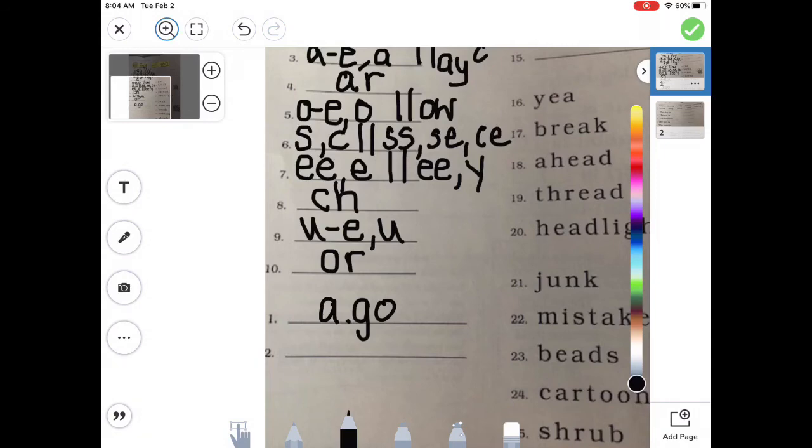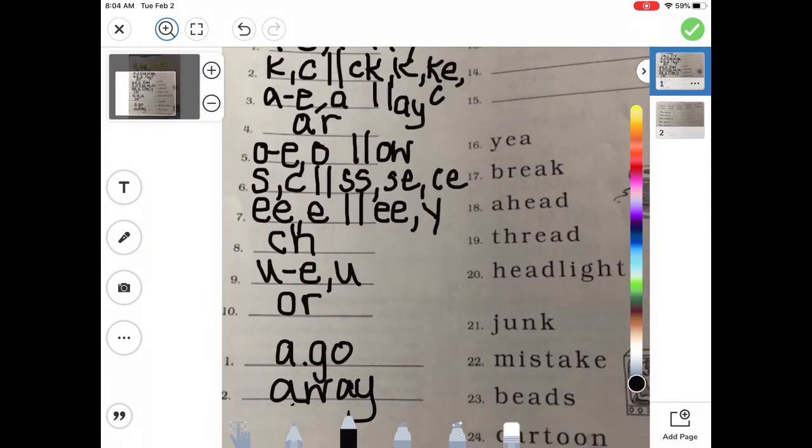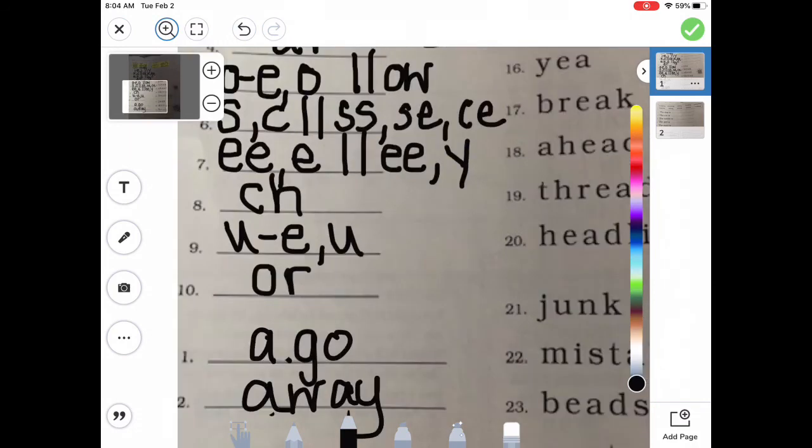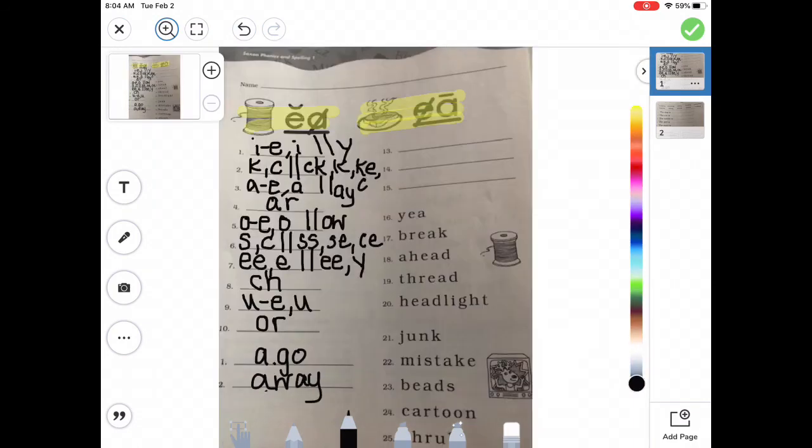How about "away"? Away. Well, I hear that sound, and then "way," W, and then the A sound at the end, so the AY. But does that look right? No, that sound at the beginning is actually that A, because remember, it can make the sound like in "banana." Okay.